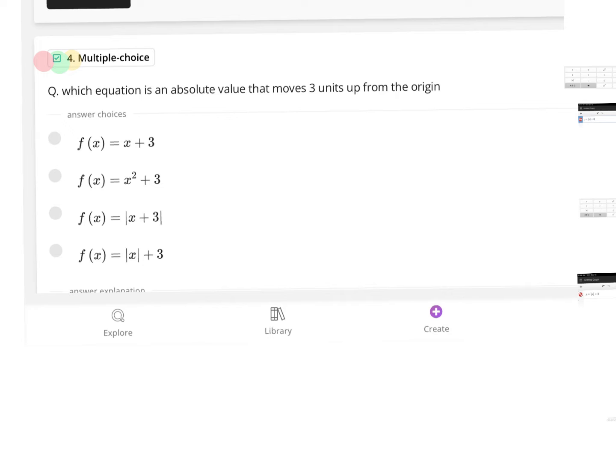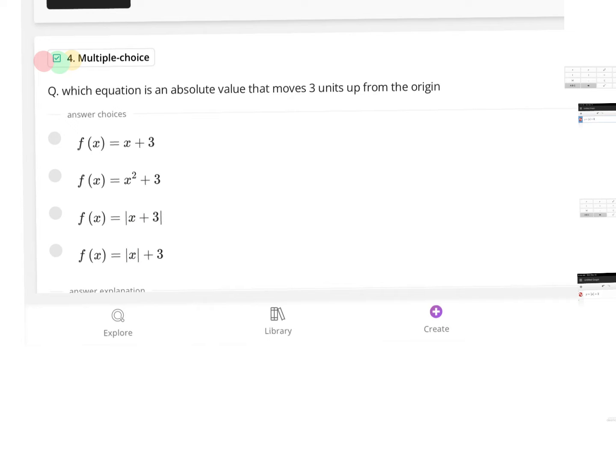So we should know on this question number 4, it's asking which of the following is an absolute value equation that moves 3 units up from the origin. Well, you should know what absolute values look like. It's either this guy or this guy. It can't be the first two. That's a line, y equals mx plus b. There's a parabola that has a k-shift of 3. But anyways, these are absolute values, so it's one of these two.